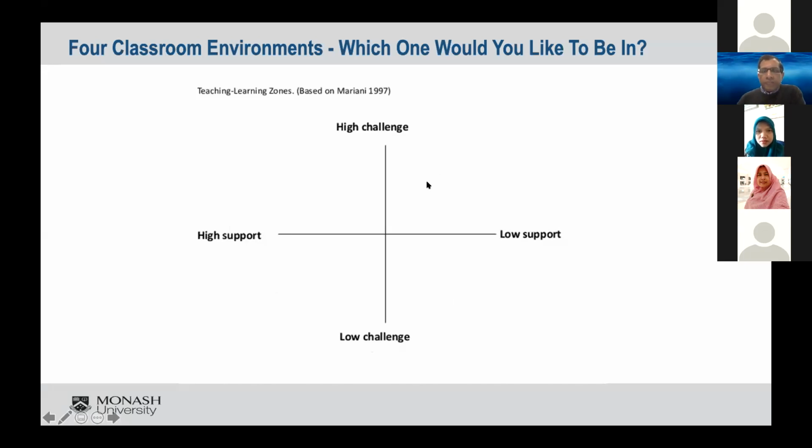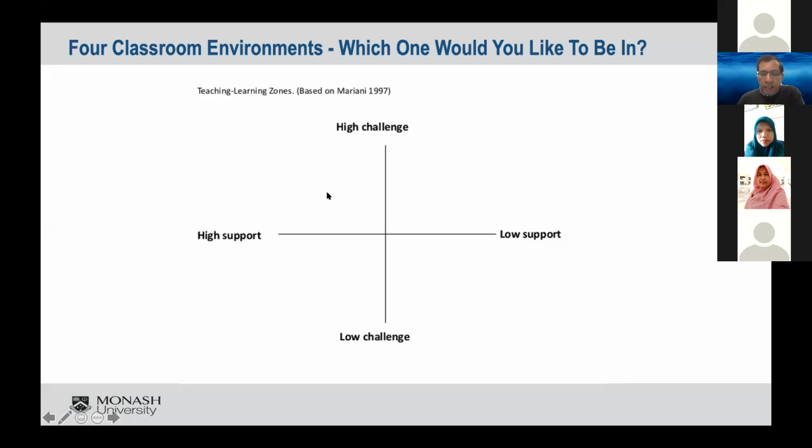If you're here, high challenge, low support, that's the zone of frustration. If you're here, high challenge, high support, so the tasks are difficult, but the teacher is supporting a lot. This is what Vygotsky calls the zone of proximal development. This is where learning happens the best, not by being easy and not by having less scaffolding.